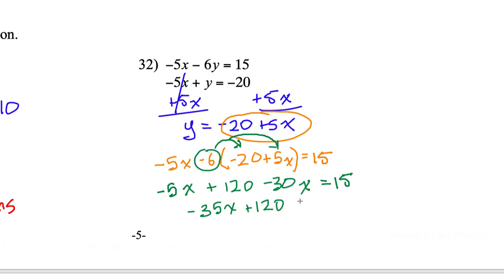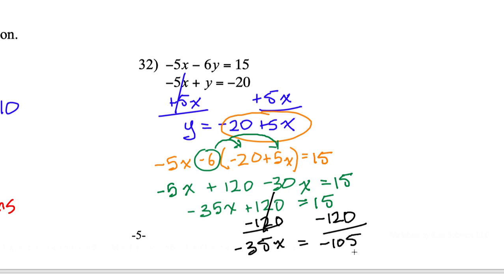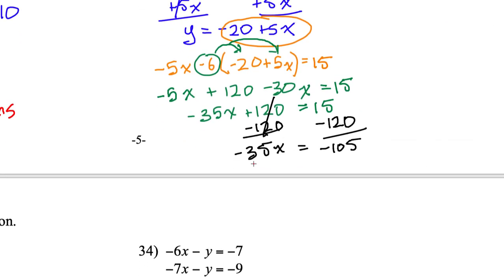is equal to 15. I'm now going to subtract 120 from both sides, minus 120, minus 120. And that will leave me with negative 35x is equal to negative 105. I'm almost done. My final step is to now divide both sides by negative 35, and that's 3. A negative divided by negative is a positive, so x is equal to 3.